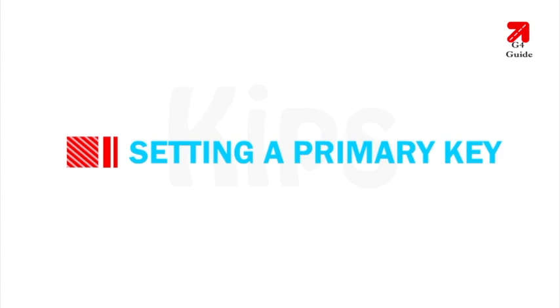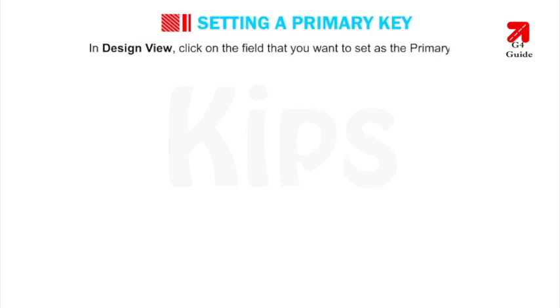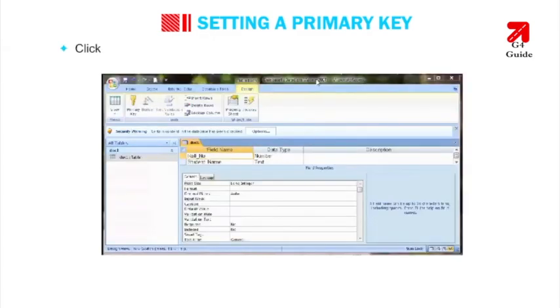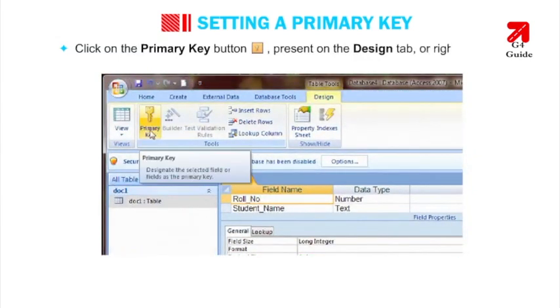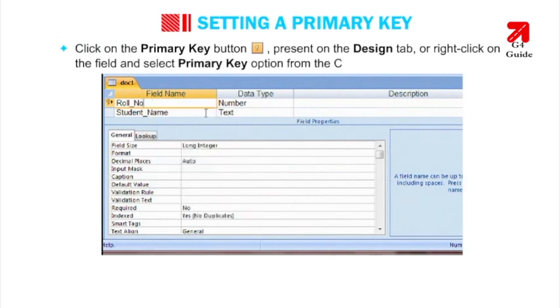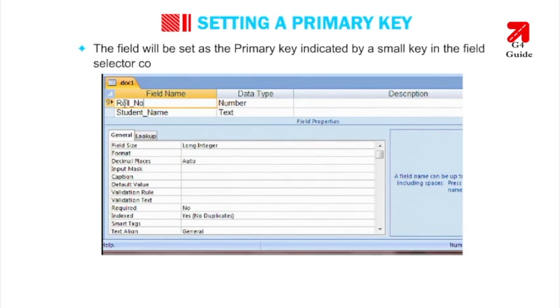Now, let's learn how to set a primary key. In Design View, click on the field that you want to set as the primary key. The selected field will be highlighted. Click on the primary key button present on the Design tab, or right-click on the field and select Primary Key option from the context menu. The field will be set as the primary key, indicated by a small key in the field selector column.